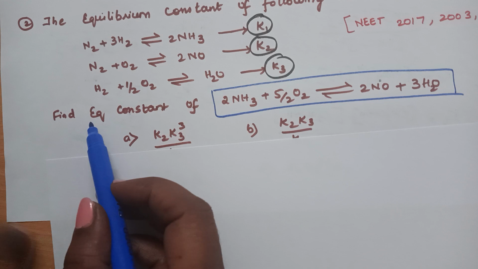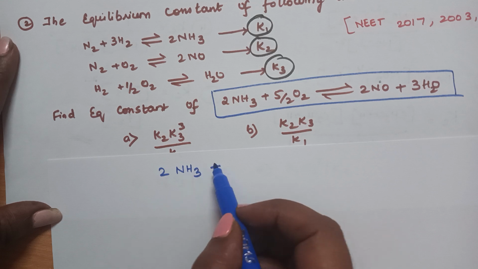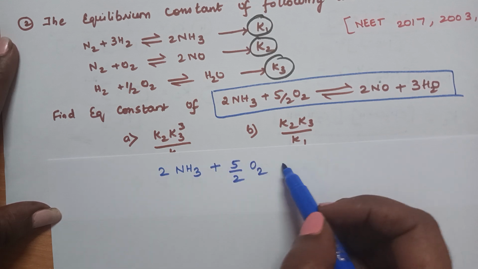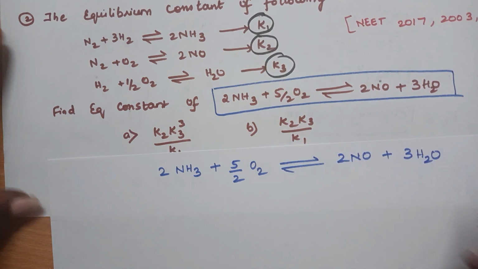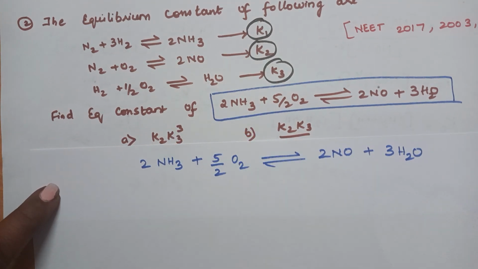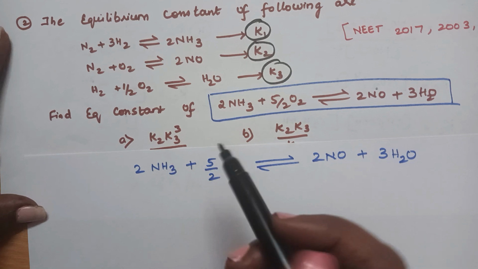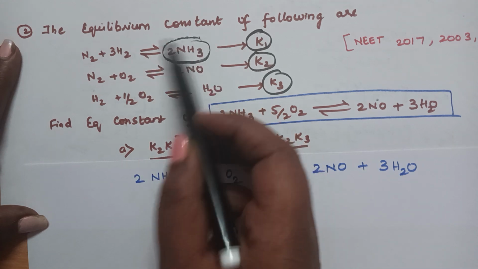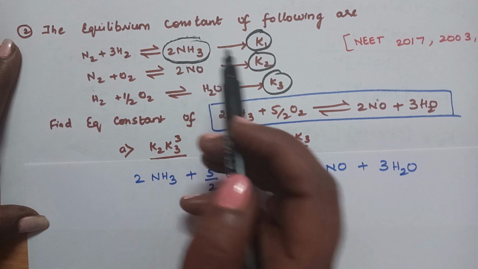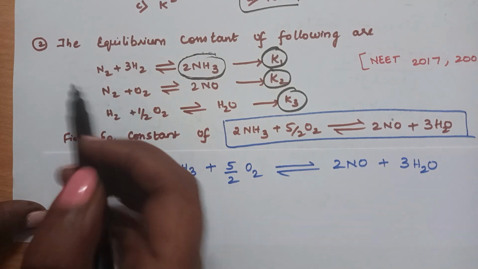I'll write the equation first. 2NH3 plus 5 by 2 O2 giving 2NO plus 3H2O. So this is the equation for which we have to find the equilibrium constant. So students, first I will analyze what is given here. 2NH3 is required. So in these 3 equations, see where is 2 times ammonia. I can see here 2 times ammonia is present. It is present on the product side, but I want it on the reactant side. So what I have to do? You have to reverse the equation.